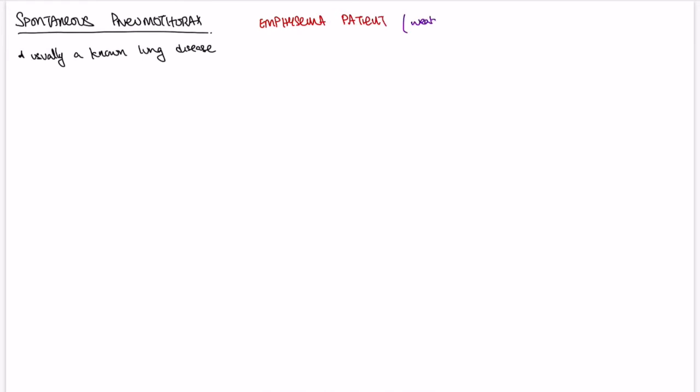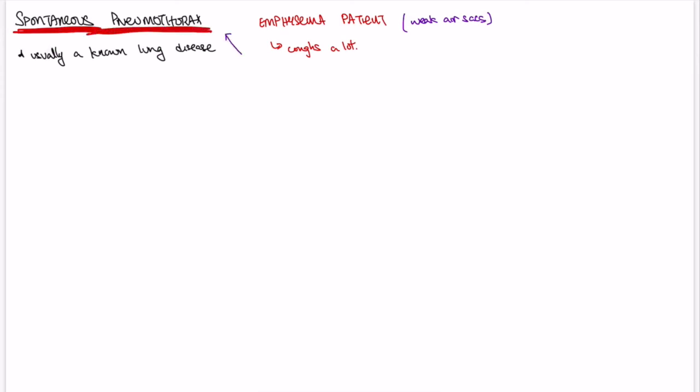This usually occurs in a patient that already has a history of lung disease. So let's say a patient with emphysema comes into the office. An emphysema patient usually coughs a lot, right? So the key point here is that this is a spontaneous, as in sudden onset, pneumothorax.